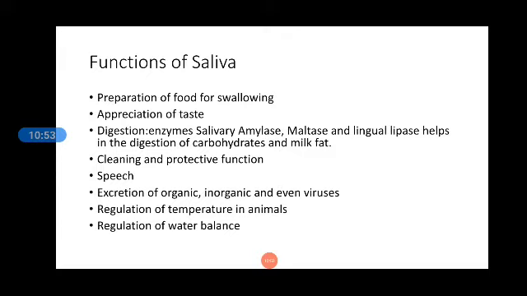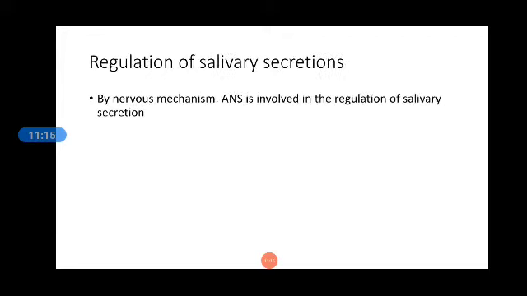And regulation of water balance also. When the body water content decreases, salivary secretion also decreases. Then what happens? Our mouth becomes dry. This induces thirst and we drink water. In that way, it regulates the water balance. Okay, these are the main functions of saliva.